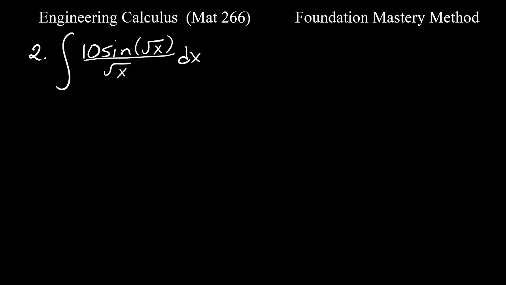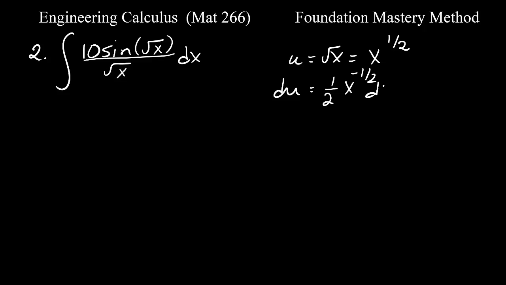For our second example, let's look at one that involves the square root of x along with a trigonometric function. So in this case, since we see a square root of x in the numerator and denominator, we will let u equal the square root of x, which we can also think of as x to the 1/2 power. Then du will equal 1/2 x to the minus 1/2 power dx, which is the same as 1 over 2 times the square root of x dx.